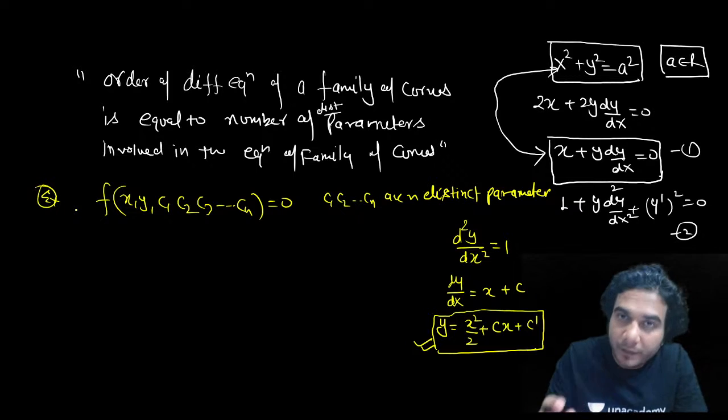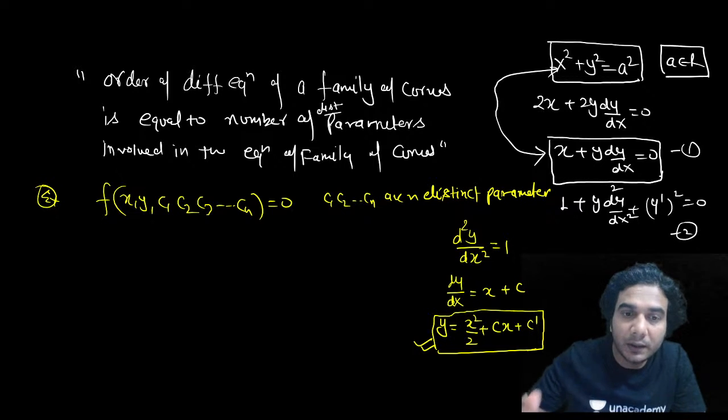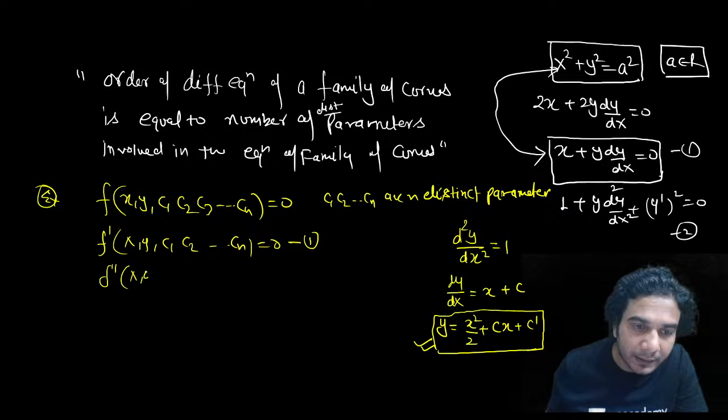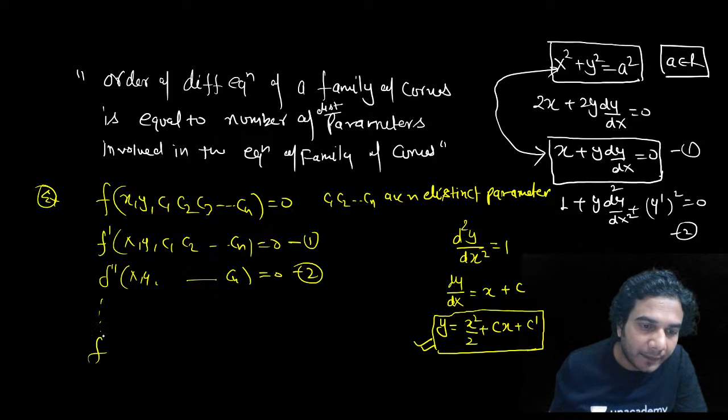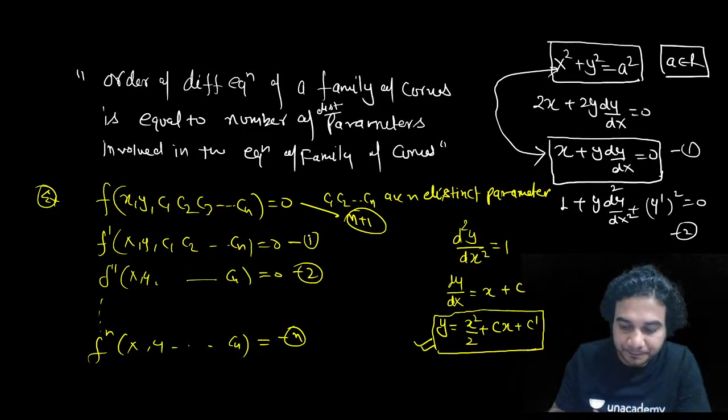Now we know that this equation has n parameters. So we will immediately start differentiating it. And how many times will we differentiate it? We'll differentiate it n times. First we'll differentiate: f dash x, y, c1, c2, and so on up to cn is equal to 0. One equation. Then f double dash x, y, and so on, cn is equal to 0. Second equation. And so on, up to the nth derivative of f of x, y, and so on up to cn. This is the nth equation. And the original equation is the n plus 1th equation.